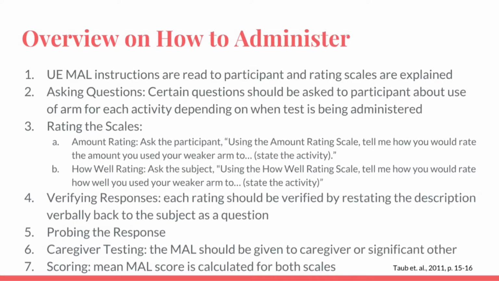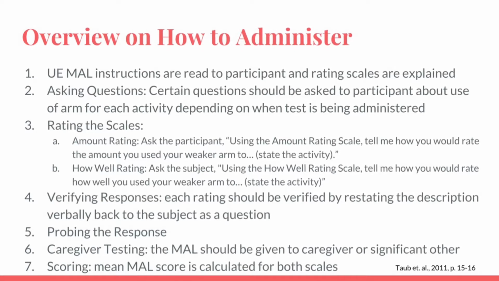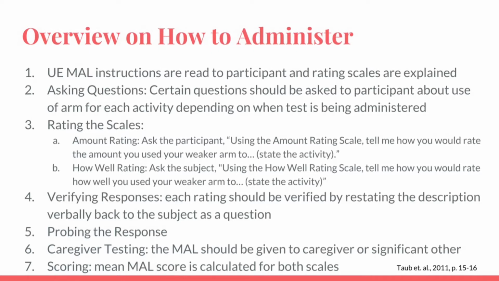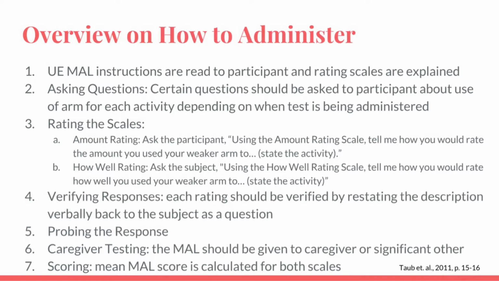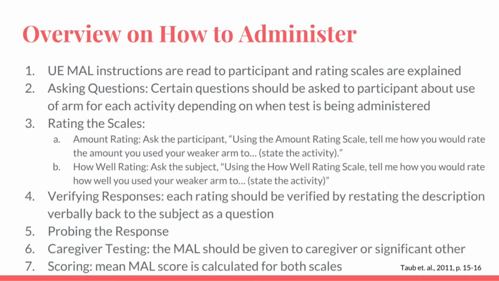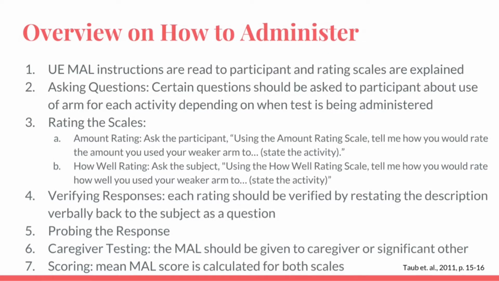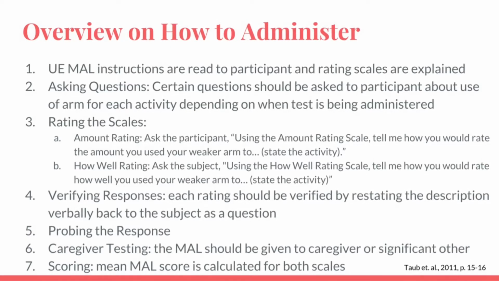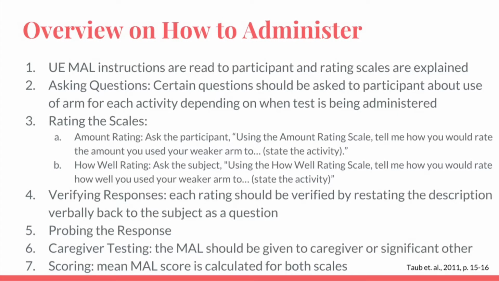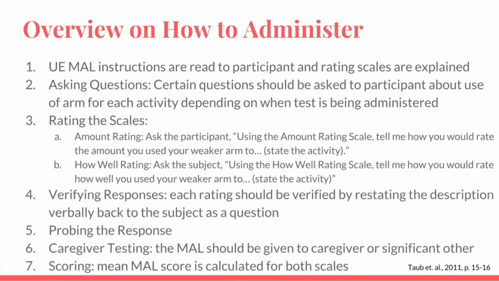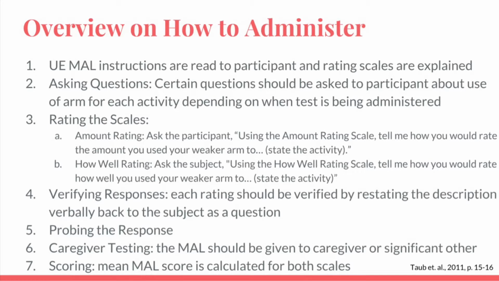There are specific instructions to follow to administer the test depending on the time frame that the test is being administered. First, the instructions and the differences between the rating scales are explained. It is important to stress that the questions they will receive are for what they actually do and not for what they think they can do. The participant is given the two scales, each on a separate piece of paper to view, while the administrator asks them questions. It is important to note that the amount scale should be given before the how well scale. After the participant answers with the correct response, the administrator then verifies and probes responses. The caregiver and/or significant other is given the motor activity log in the end, but without the client in the room.